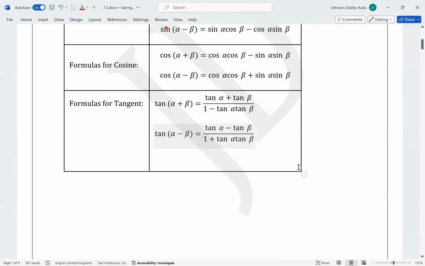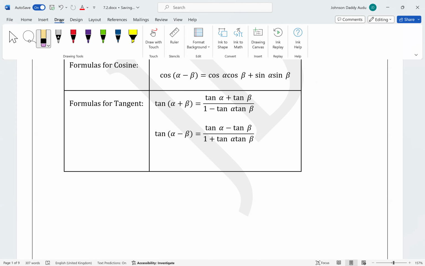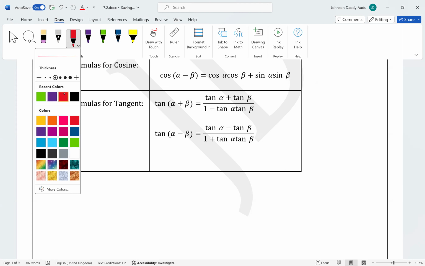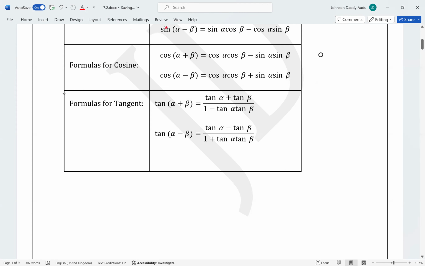For cosine, it has to finish all its operation first. So if you have cosine of alpha minus beta, the minus will change to positive. But if you have cosine of alpha plus beta, it's minus here. And you see that cosine will have to finish acting on alpha and acting on beta before it gives it to sine.